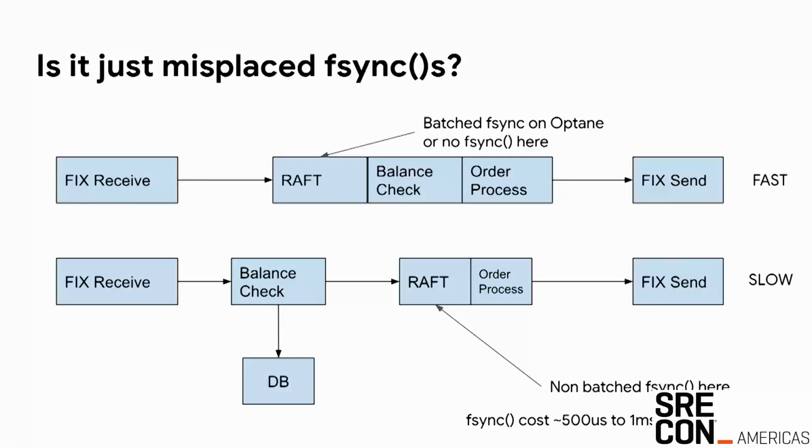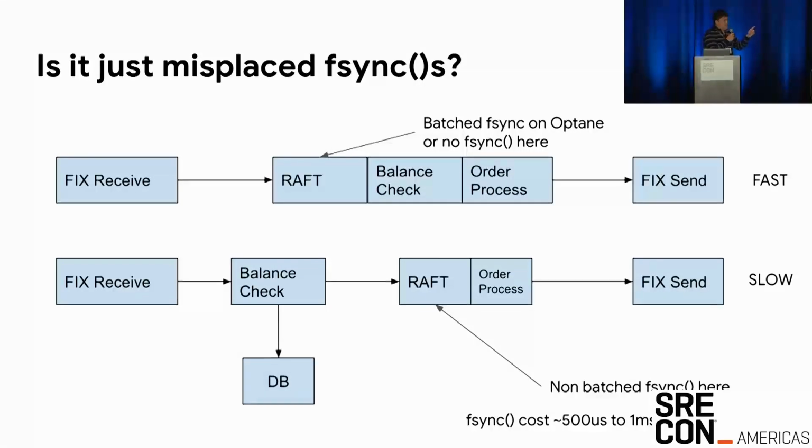Like I put this diagram out. So the top part is the new system, abstractly what the logic actually involves. So you can see there's only one RAFT round, and only the trading logic and balance check all happen within this single RAFT round, and this RAFT round is configured now to do fsyncs.